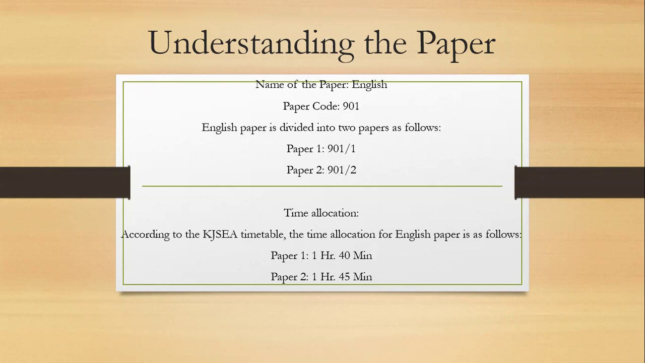The name of the paper is English and its code is 901. It is divided into two papers. We have paper 1 whose code is 901/1 and paper 2 whose code is 901/2. The time allocation for the paper is 1 hour 40 minutes for paper 1 and 1 hour 45 minutes for paper 2.